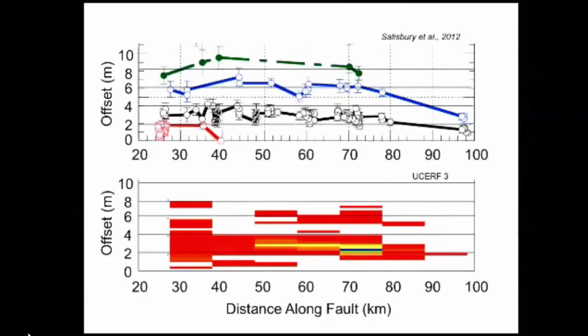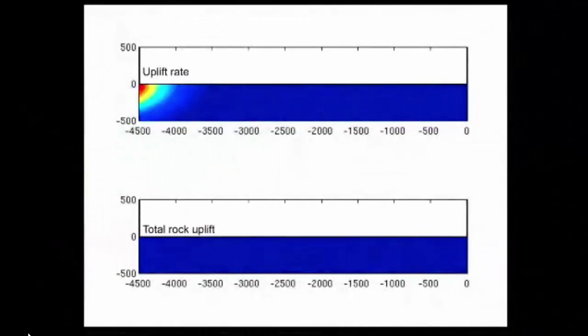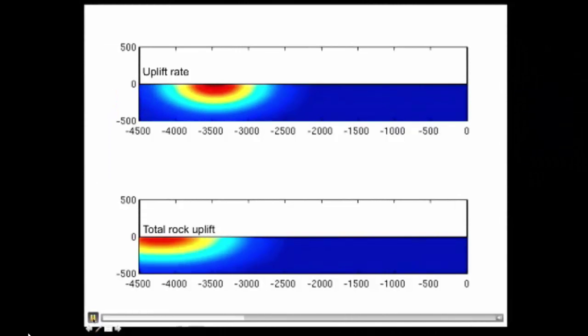We can dig into this a lot more. So then, understanding geomorphic response to uplift. Let's say you have a lot of erosion at the same time as you have a lot of deformation. This is the story of the Dragon's Back, where you might have a fault, and we can look at what happens if we have an instantaneous rock uplift distribution along the fault and its cumulative effect. So the idea is we have some uplift zone moving along the fault zone, so it leaves a record of total rock uplift.